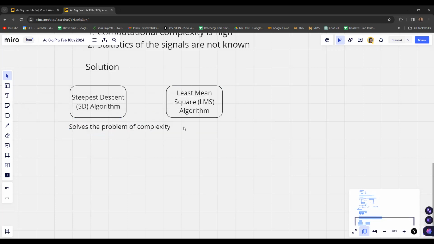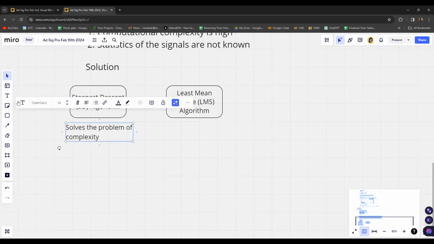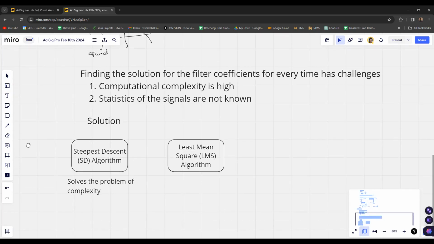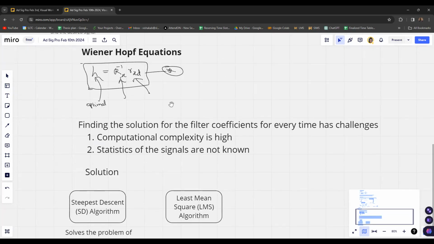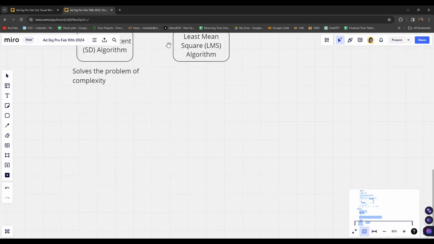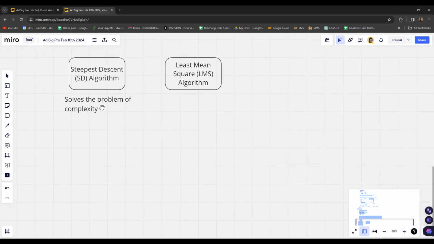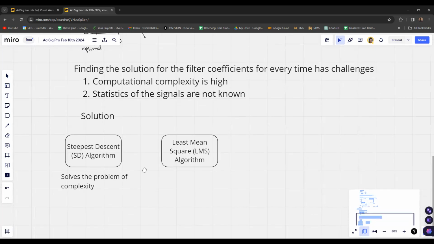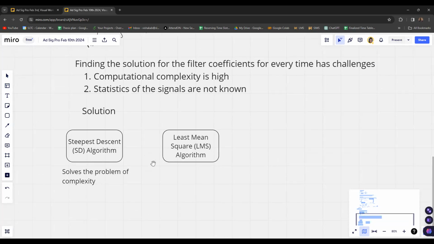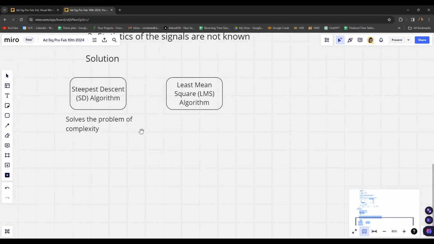So the SD algorithm is a simpler algorithm. Because of its simplicity, we say that it has lesser complexity than the Wiener-Hopf equations. The Wiener-Hopf equations have a certain complexity, and the SD algorithm has lesser complexity than that equation.